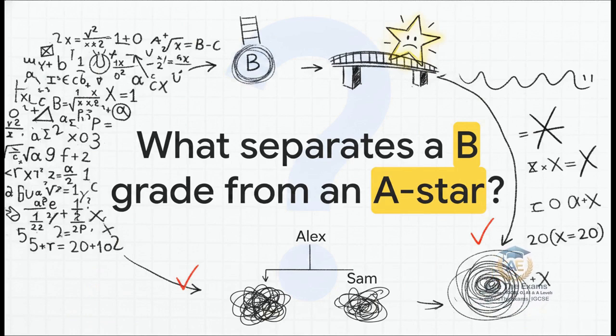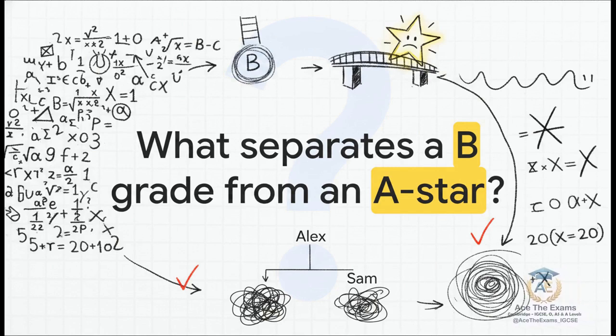First, we have Alex. Now, Alex has memorized literally every formula in the textbook. During the exam, Alex overloads the page with raw mathematical facts, just writing down absolutely everything they know about exponentials and quadratics. But here's the problem. There is absolutely zero analytical depth. It's just a massive data dump.